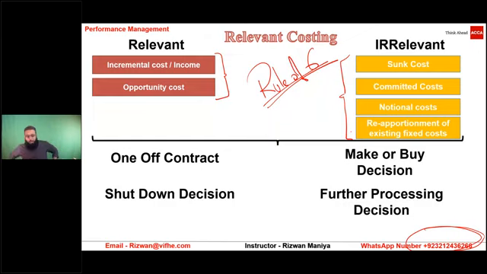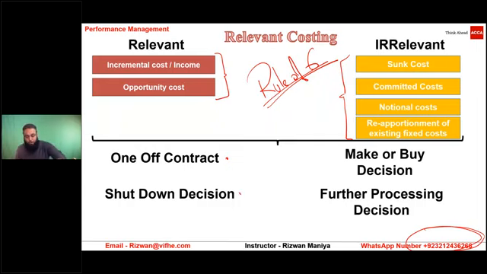Now, relevant costing is used for different decisions. Decisions like a one-off contract, a common one. That is, there is some one-off opportunity you have, and in that one-off opportunity, you have to take a decision whether you should go for that or not. So you will use relevant costing.